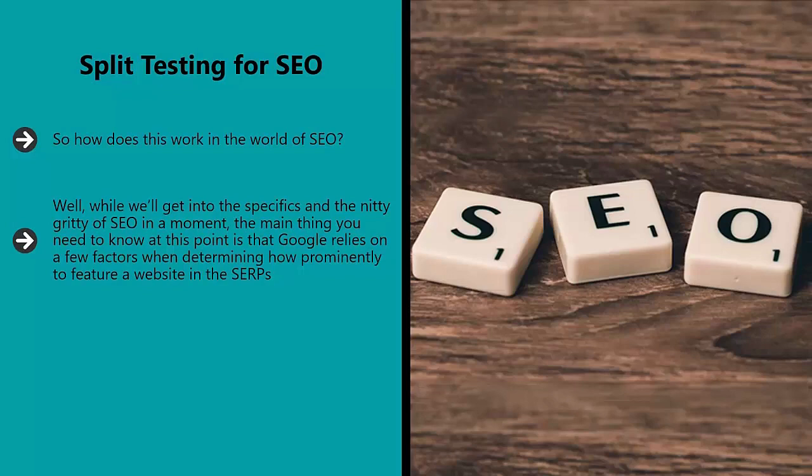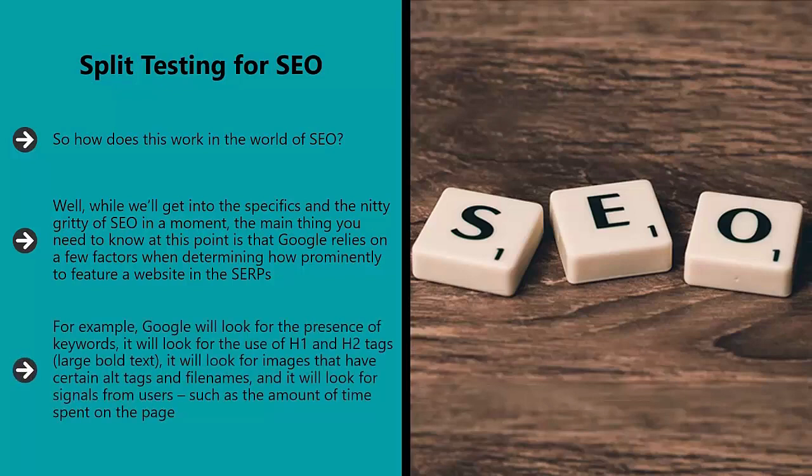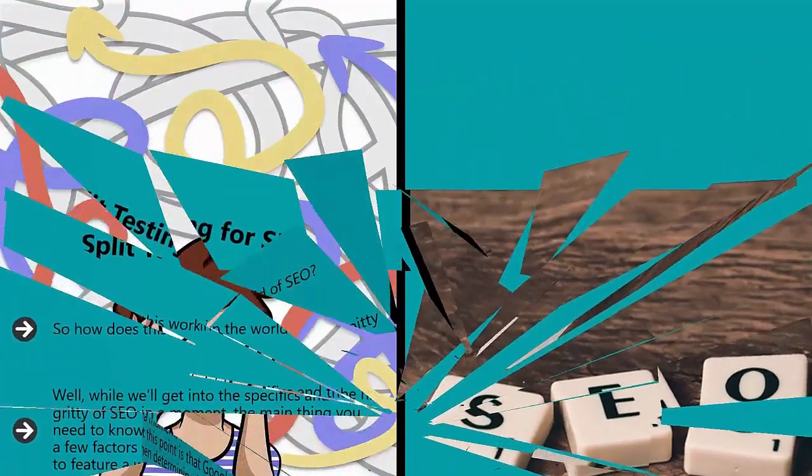to know at this point is that Google relies on a few factors when determining how prominently to feature a website in the SERPs. For example, Google will look for the presence of keywords. It will look for the use of H1 and H2 tags, large, bold text. It will look for images that have certain alt tags and file names, and it will look for signals from users, such as the amount of time spent on the page.